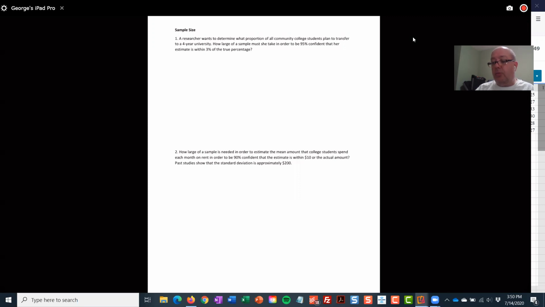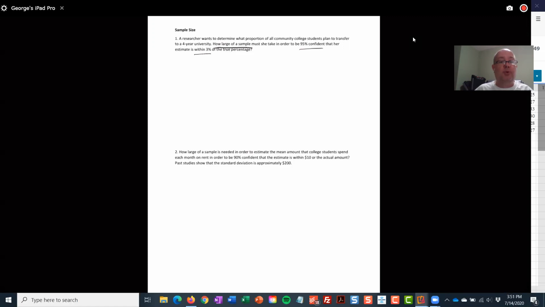A researcher wants to determine what proportion of all community college students plan to transfer to a four-year university. How large of a sample must she take in order to be 95% confident her estimate is within 3% of the true percentage? That phrase, how large of a sample, lets you know that we're looking for a sample size. Notice that there's no sample information in the problem. Also, there's a level of confidence and a measure of how close we want to be to the true population value. That lets you know that we're looking for the appropriate sample size.